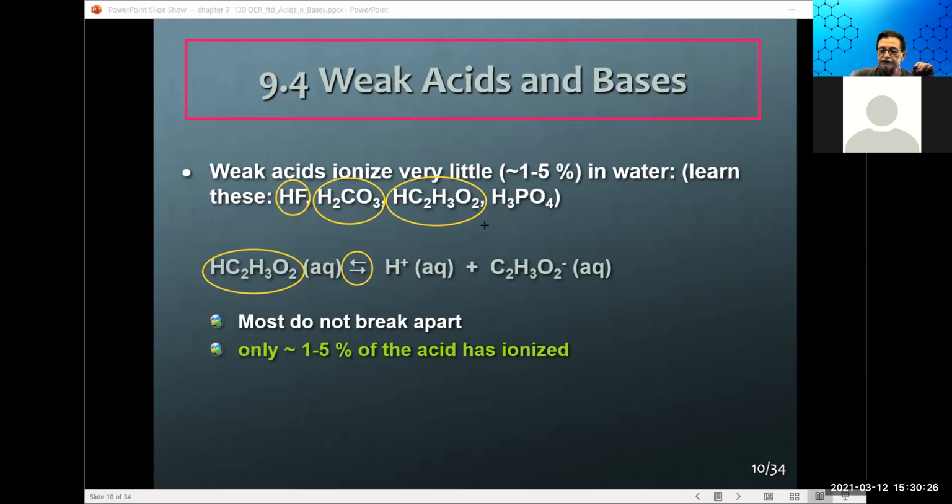HC2H3O2, that is the general formula for something that you ingest if you like Italian dressing. That's vinegar. It's the formula for vinegar, or acetic acid. And then the last one, phosphoric acid, is also found in soda pop quite a bit.